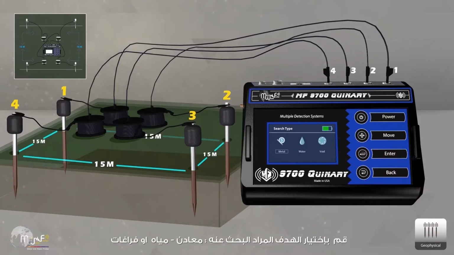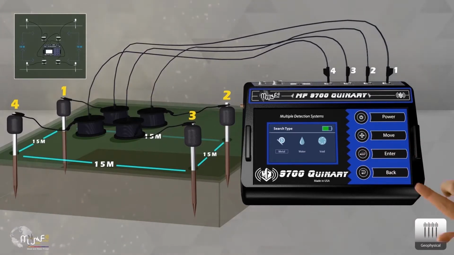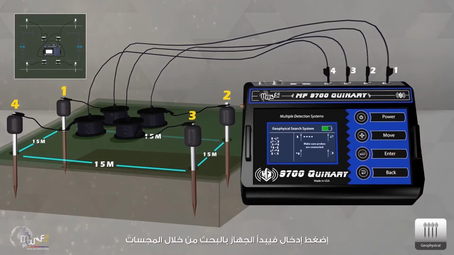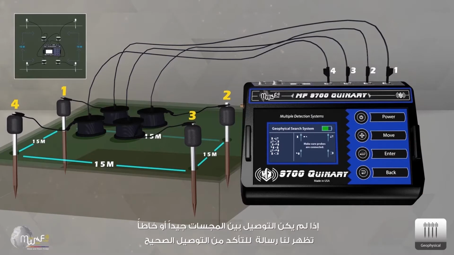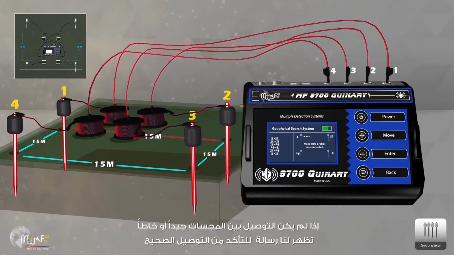Choose the type of targets to search for: metal, water, or voids. Click on Enter and the device will start searching between probes. If the connection between the probes is not good or is faulty, a message will appear to make sure that the electrodes are connected properly.